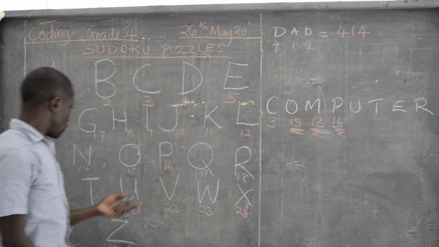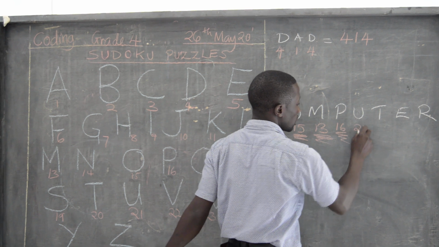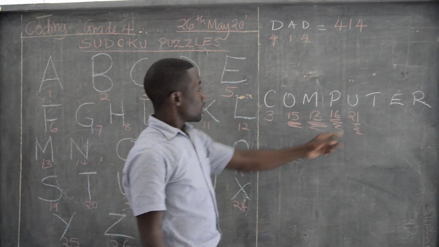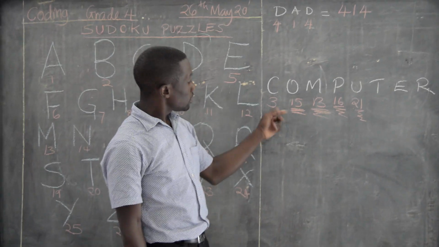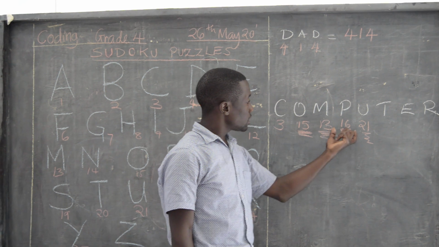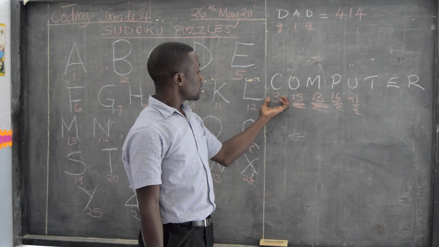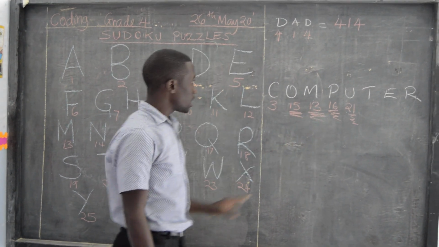So look at the value of U. U is here, it is 21. So we have 21. You can color it or underline it. I'm doing this to differentiate, because this one is 3, this one is 15, 13, 16, 21. We cannot say 3, 1, 5, no. We say 3, 15. That's why I'm underlining them.